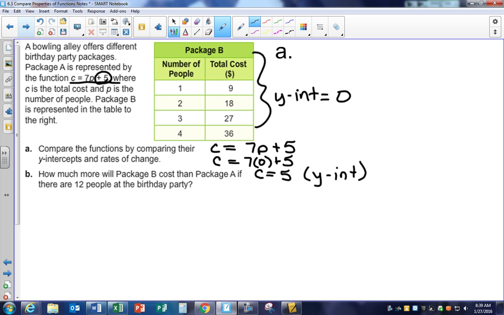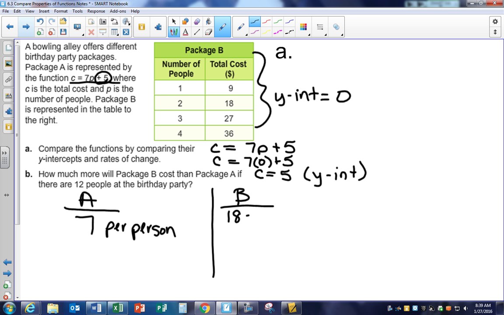Now let's look at their rate of change to see which package is a better deal for 12 people. So in this case, our rate of change for package A is 7, and that's per person. And then our package B rate of change will be our 18 minus 9. So I'm looking at these two, and you can pick any two parts in the table as long as you're picking the corresponding number of people. So 18 is 2 people and 9 is 1.